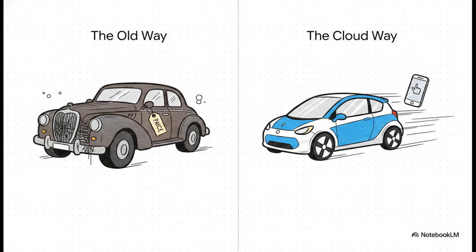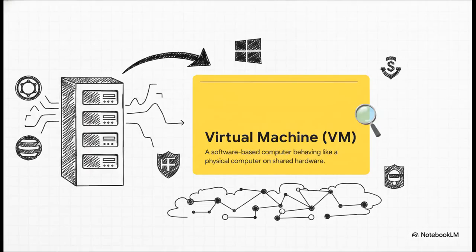Or you could just grab an Uber. With Uber, there's zero maintenance, no upfront cost, and you literally only pay for the exact minutes you're sitting in the car. That is cloud computing. You're renting computing resources over the internet instead of buying physical hardware, and that just drastically cuts your costs and boosts your flexibility. And to make that whole Uber-style renting thing possible, AWS relies on a technology called virtualization.